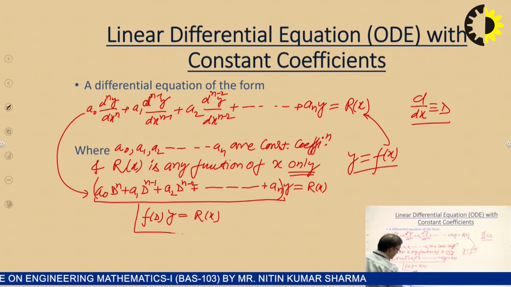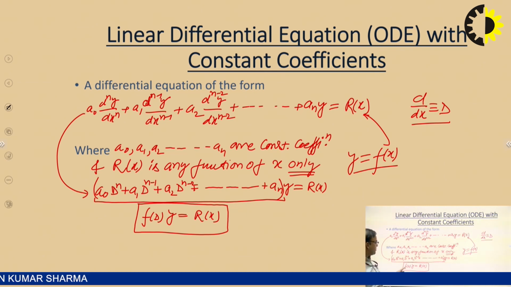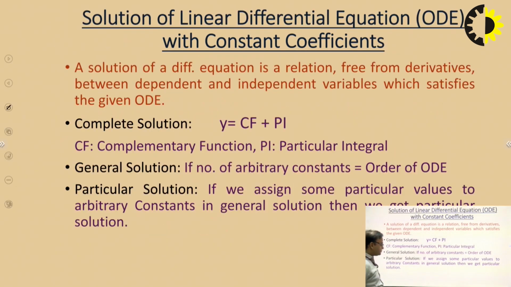So we have a very shortest form, we can say shortest form of the ordinary differential equation with constant coefficient, where f(D) represents a polynomial in D with constant coefficients a0, a1, a2, a3, ..., an.